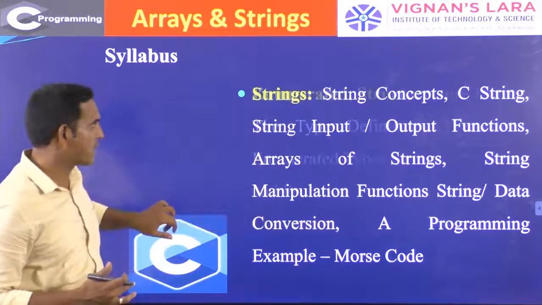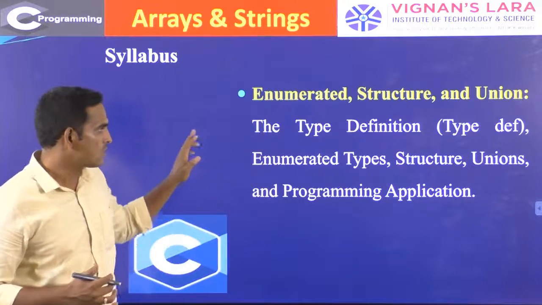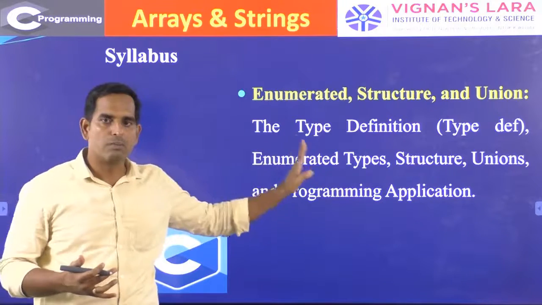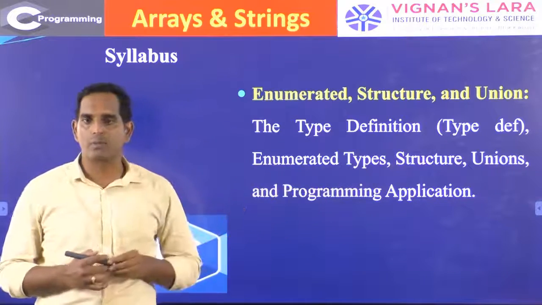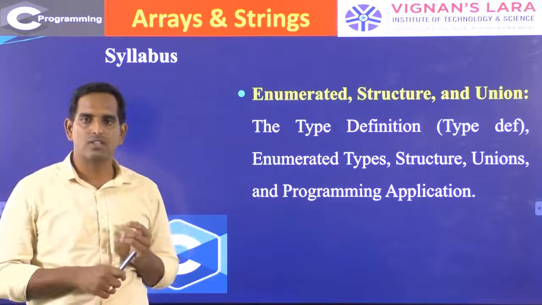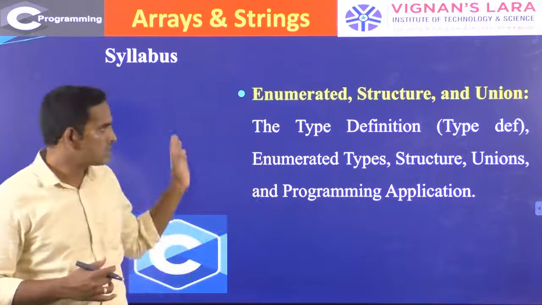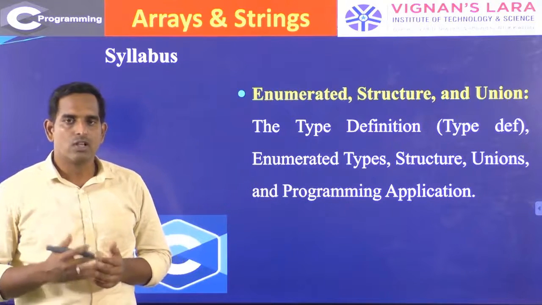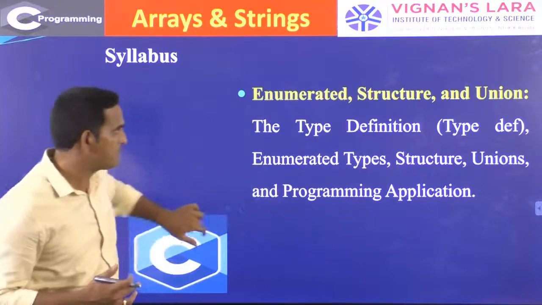Apart from these two parts, we are having the third part regarding your enumerated types, structures and unions. So initially we will be learning about typedef, how to declare your type definitions. Then we will be looking about enumerated types, then structures and unions and other programming applications. So as a part of this unit, we will be having these 3 parts, that is arrays. If you understand arrays, it will be much easier for you to understand the strings concept. So apart from that one, you will be learning about your enumerated types, structures and unions. So we will be looking at all these topics as a part of this unit. So we will be going about that one by one.